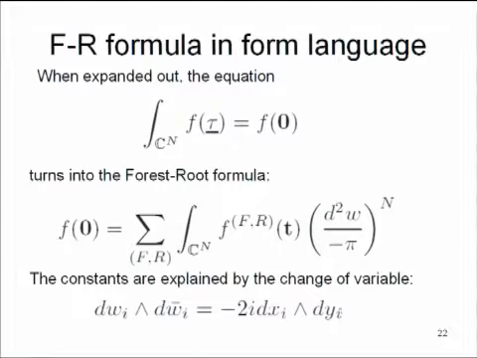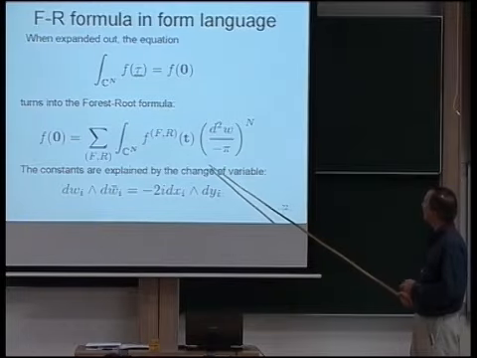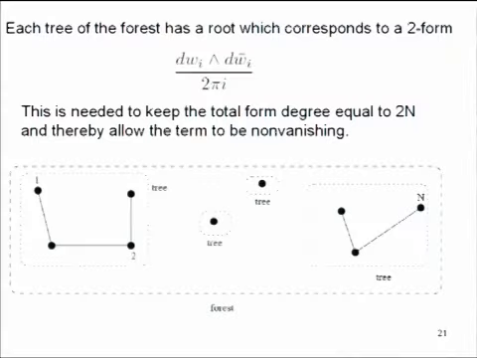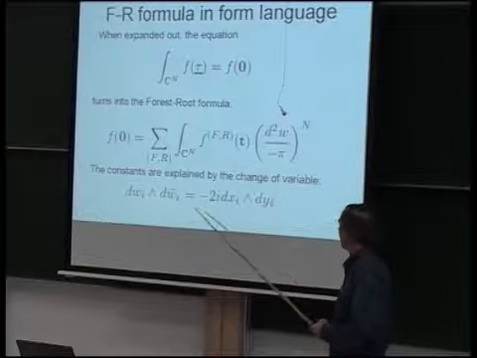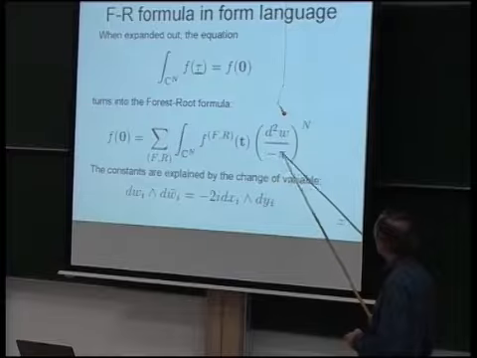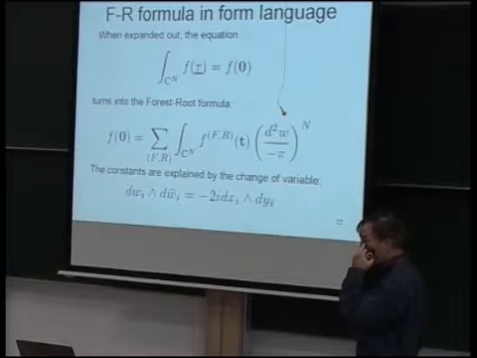So then this forest root formula that I'm trying to derive here, in form language, has a very simple way of writing. It's just the integral of f of tau equals f of 0. And where does this pi come from? Well, it's basically the change of variable. We have this 2 pi i in the denominator from the integration, but then we have a 2i from going to complex coordinates to spatial coordinates, and the net effect is a minus pi in the denominator.